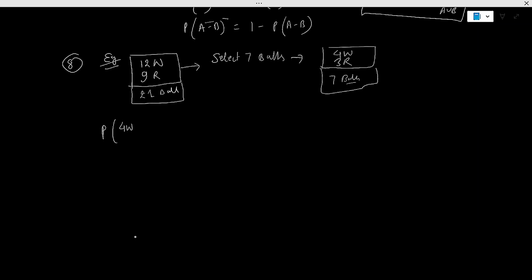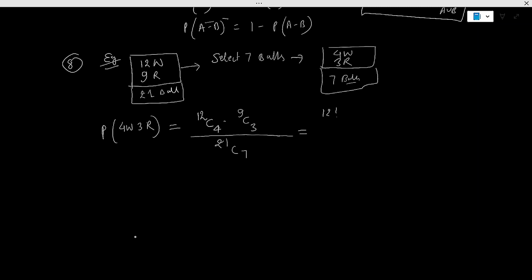The probability of getting 4 white and 3 red balls is equal to, out of 12 white balls, how many ways can we select 4 white balls, times out of 9 red balls, how many ways can we select 3 red balls. This is our number of favorable events, and we divide it by, out of 21 balls, in how many ways can we select 7 balls. So we are dividing by the total possible outcomes, and we know the formula nCr is equal to n factorial divided by (n minus r) factorial times r factorial.